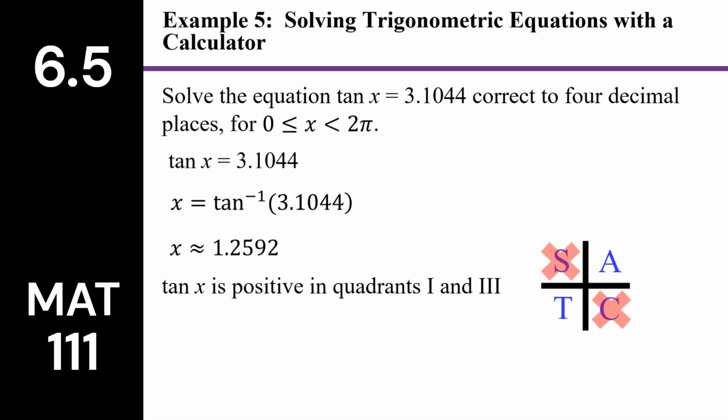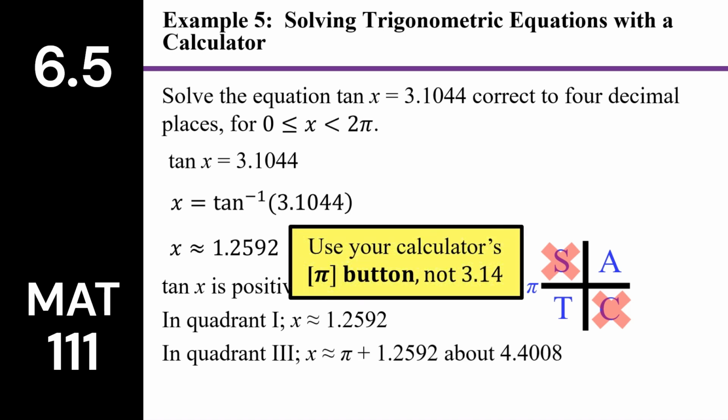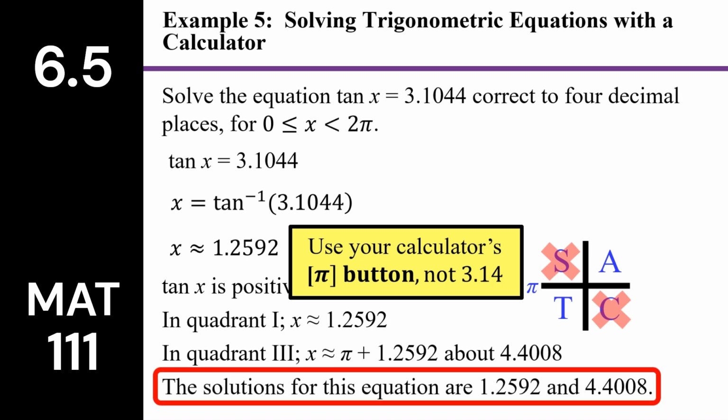All students take calculus reminds us that we are going to be looking in the first and third quadrant because our tangent was a positive 3.1044, so we're not looking in quadrants 2 or 4. In quadrant 1, x equals the 1.2592, and in quadrant 3, we'll use that as a reference angle. So from pi, we want to add 1.2592. Be sure to use your calculator's pi button, not 3.14, because we want to have enough accuracy before we round. So that is the solution for this question.